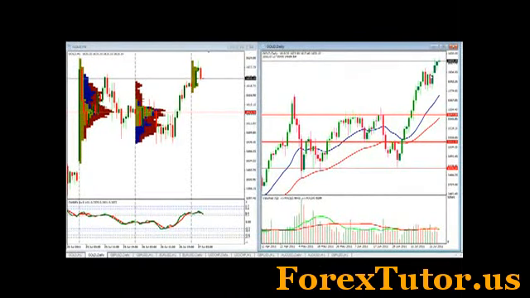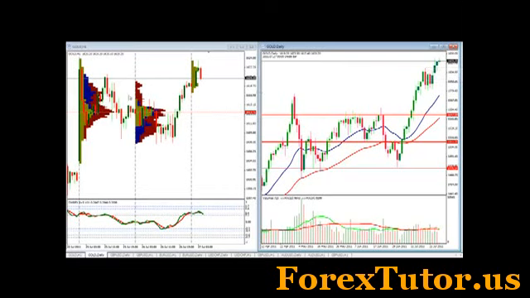As usual, we are starting off with the gold chart. We can see that we are continuing to make that assertion. Gold is still getting the flight play, where people are coming out of the dollar, going into gold, coming out of a lot of currencies and really going into gold. So it's still moving up. We got a little breathing period, but it's continuing to move. So you have to continue to watch it.